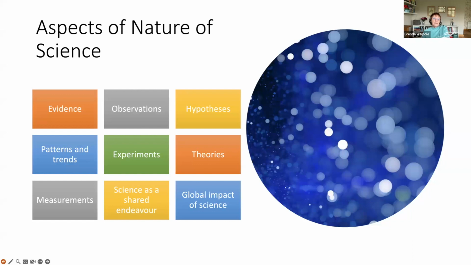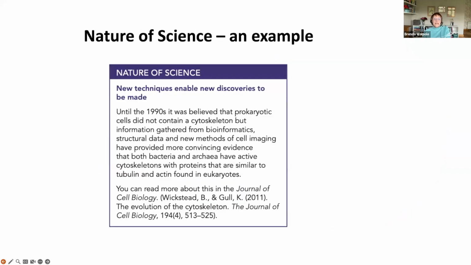Here are 9 of the aspects that the IB list: evidence, observations, experiments, measurements, global impact of science. To teach this as a separate entity would be impossible. So it's very important that you teach nature of science as you proceed through teaching your normal course. Here's one example from the book. New techniques enabled new discoveries to be made.